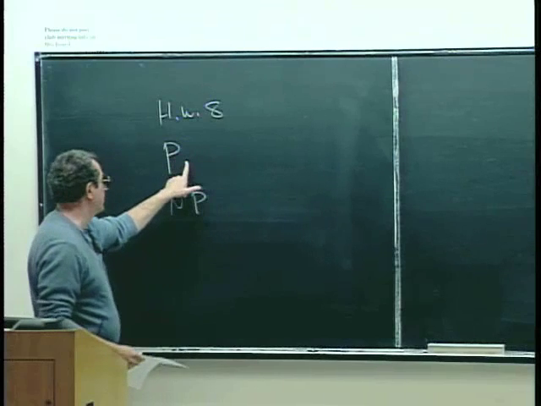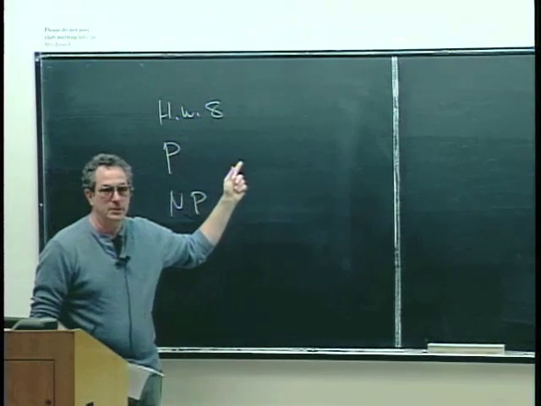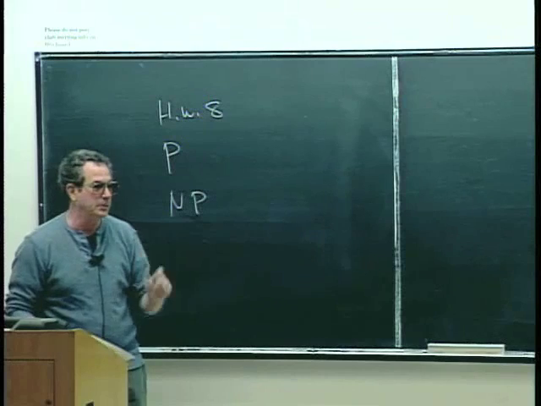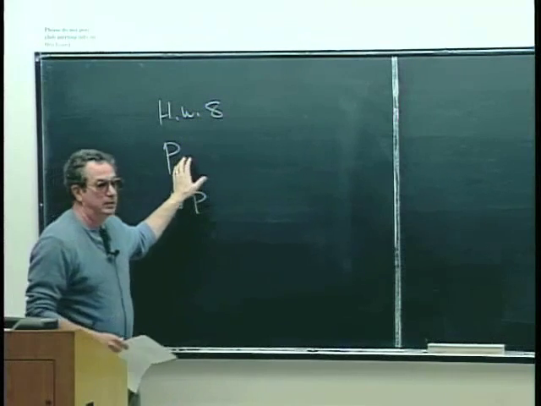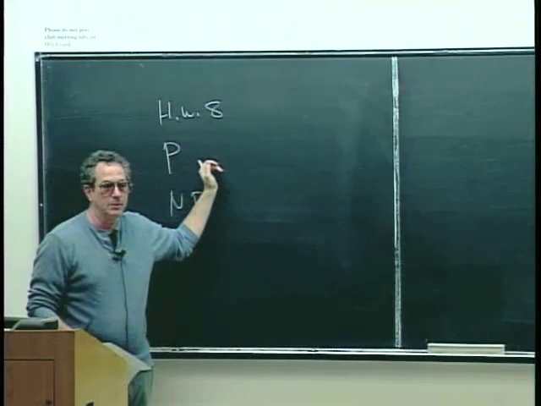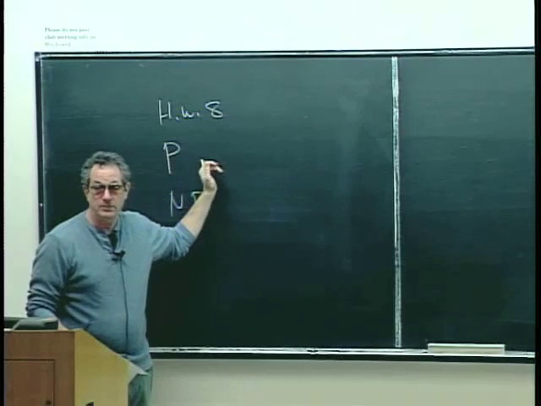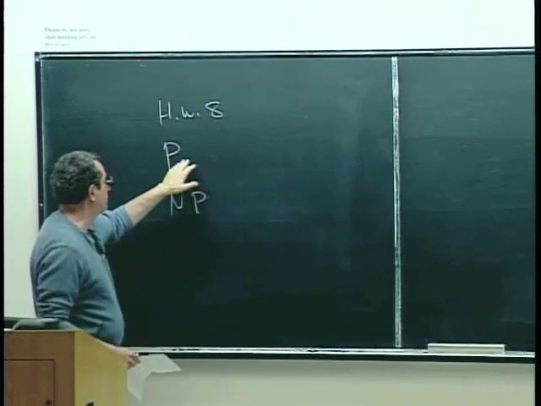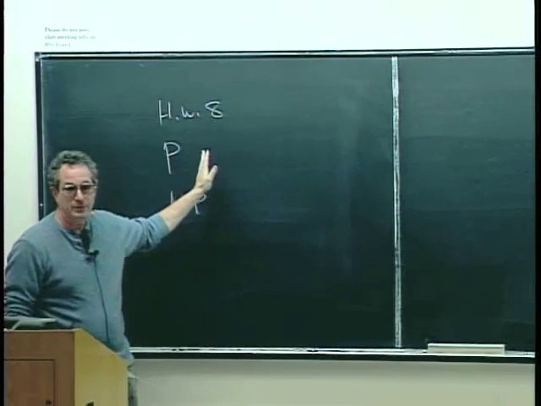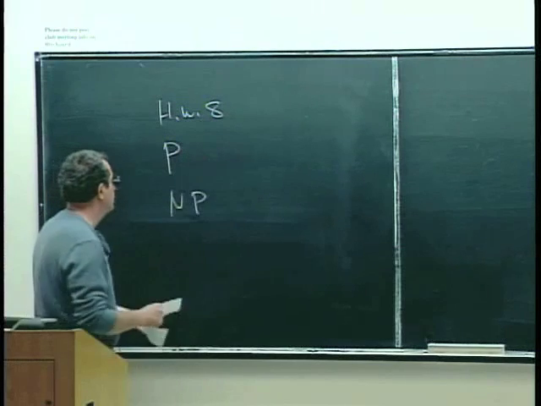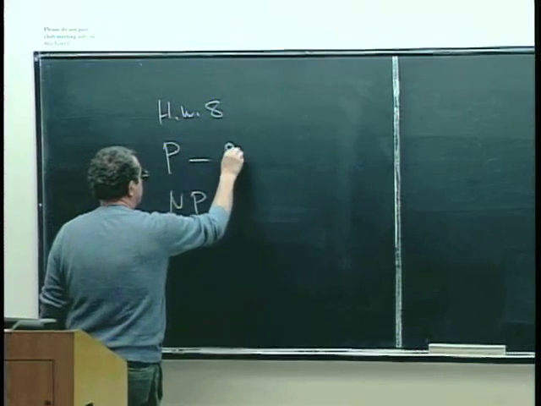Last time I said P was the class of decision problems, yes-no problems, such that there exists an algorithm that solves that problem, which is always correct, it's deterministic, and its worst-case running time is bounded by some polynomial function of the input size. Okay, so this was the definition in terms of problems.